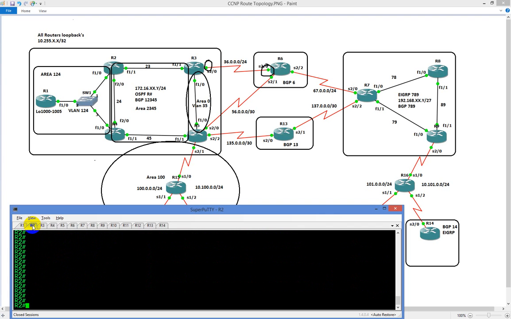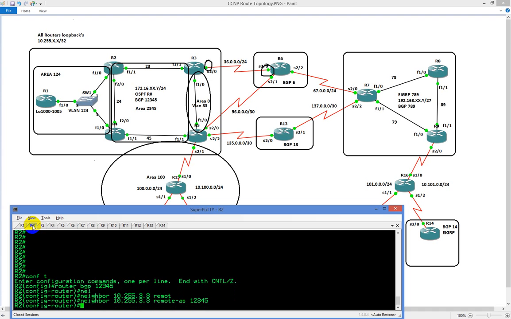I think there is. I'd have to do a debug IP packet and just do BGP. But right now, if I go to global config and turn BGP on, so I type in router BGP 12345, I type in neighbor 10.255.3.3, remote AS of 12345, we shouldn't get it to come up.